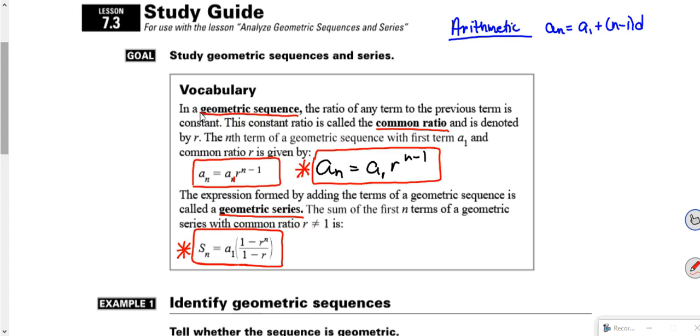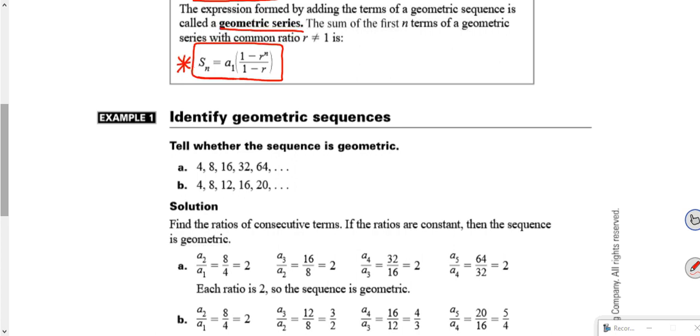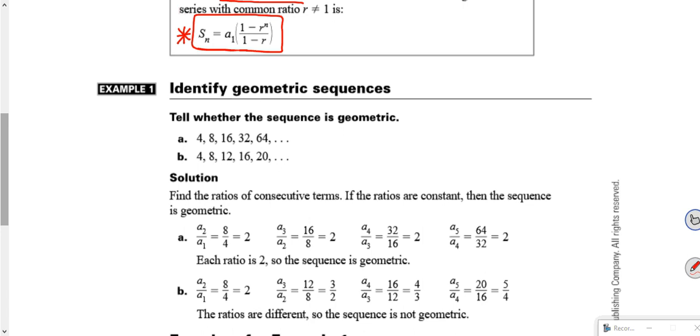So let's dive in here. Look down here at these examples. It says identify geometric sequences. Tell whether the sequence is geometric. Here's one way to tell, and this is what they showed in your example. Some of these I think you can just see, but as you can tell here, to get from 4 to 8, we could either add 4 or multiply by 2. So if we multiply by 2, to get from 8 to 16, multiply by 2. From 16 to 32, multiply by 2, and so on. So yes, this is a geometric sequence, and my r would be 2. That would be my common ratio.